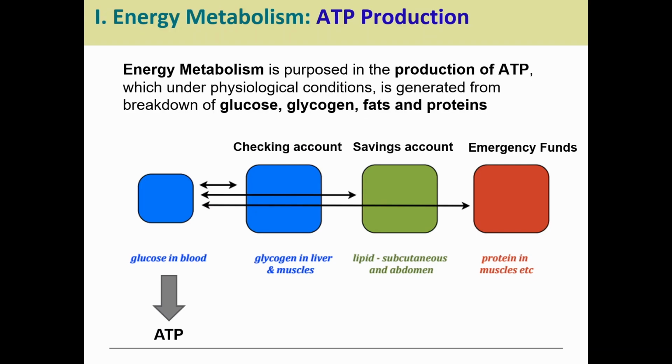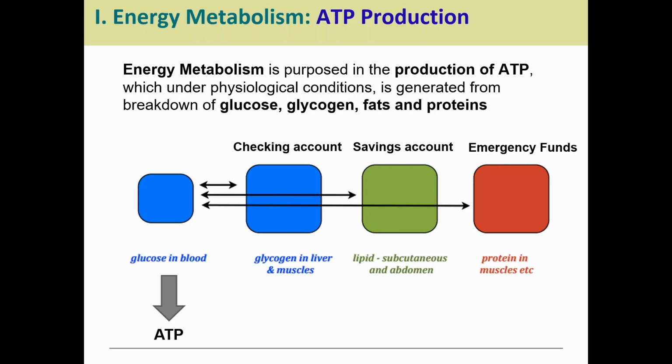So energy metabolism is basically the production of ATP, right, by breaking down things like glucose, glycogen, fats, and proteins. We have a couple different places we can get our fuel that we're using to produce ATP. Depending on what we're doing, when we last ate, and what we've already depleted will tell us what we're going to use. So the first thing we go for is the glucose in the blood, right? That's going to be the first thing we go for.